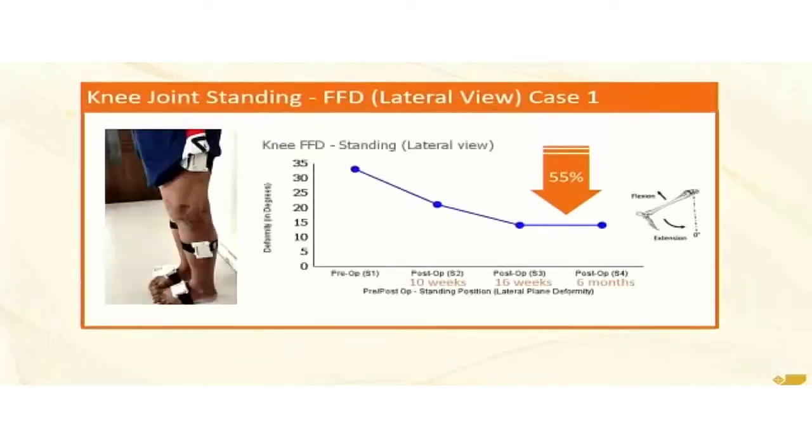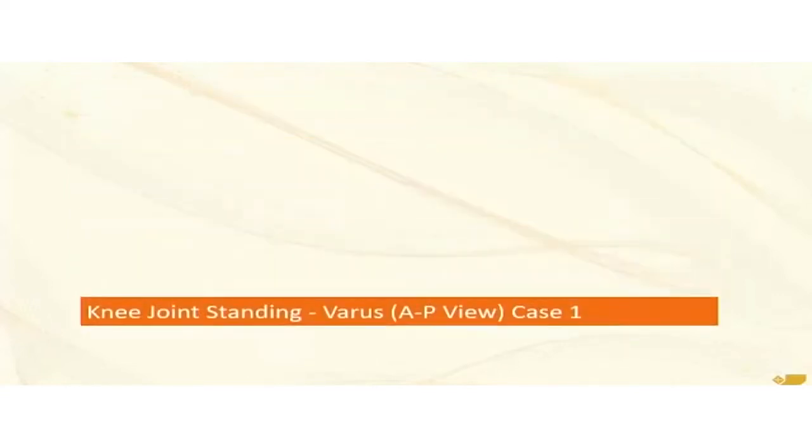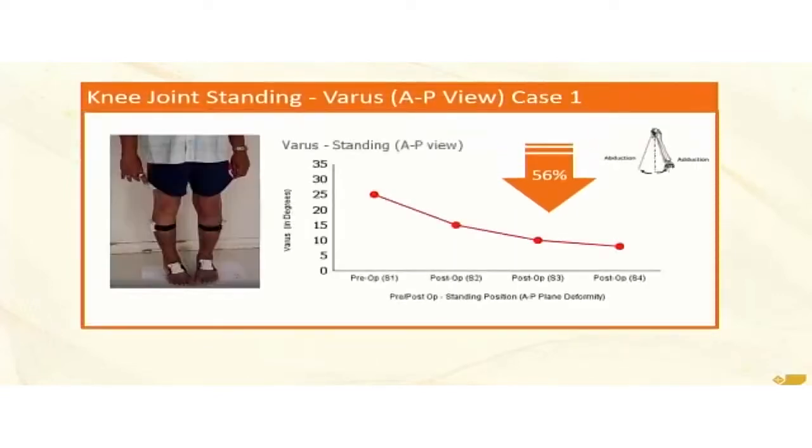So we have tried to learn the FFD supine, FFD in standing, varus, walking movements, walking rotations, and spatiotemporal parameters. So this is case one, where you can see that learning from this sensor, we can find out there is a 55% improvement in FFD. These are all kinematic studies. They are not the X-ray pictures.